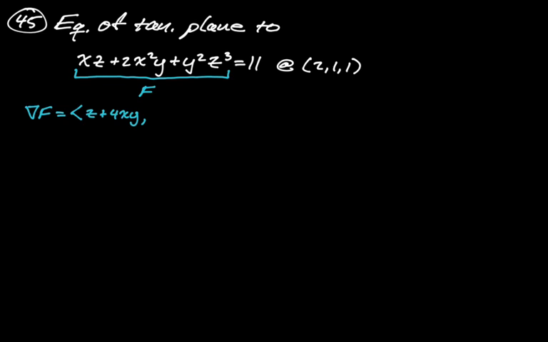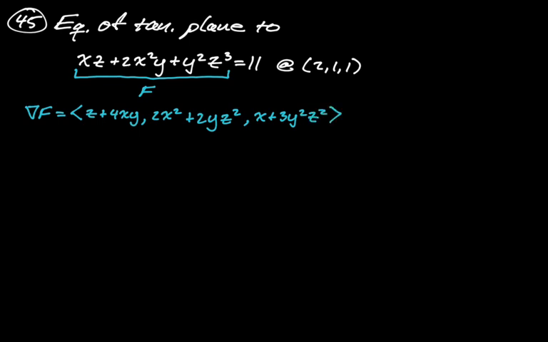Now, partial y: the derivative of the first thing, xz, is going to be 0. The second is going to be 4xy. Wait, the second is going to be 2x squared, and then the third part is going to be 2y z cubed. So we are going to get 2x squared plus 2yz cubed. And then when we find partial z, the first part, xz, is going to give us an x. The second part has no z's, so it's going to give us 0. And then the third part has a z cubed, so we'll get 3z squared, and then y squared is still there. So overall, we will get x plus 3y squared z squared.